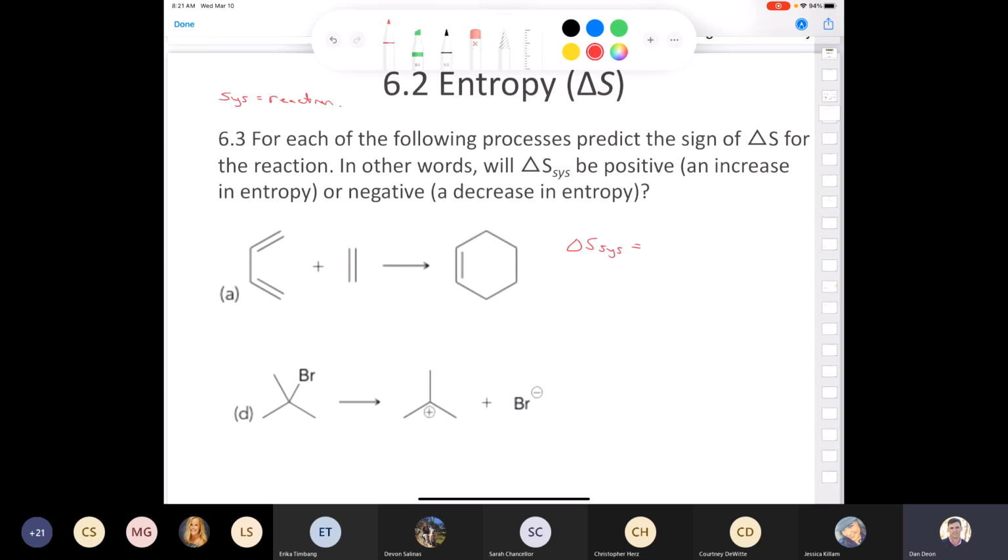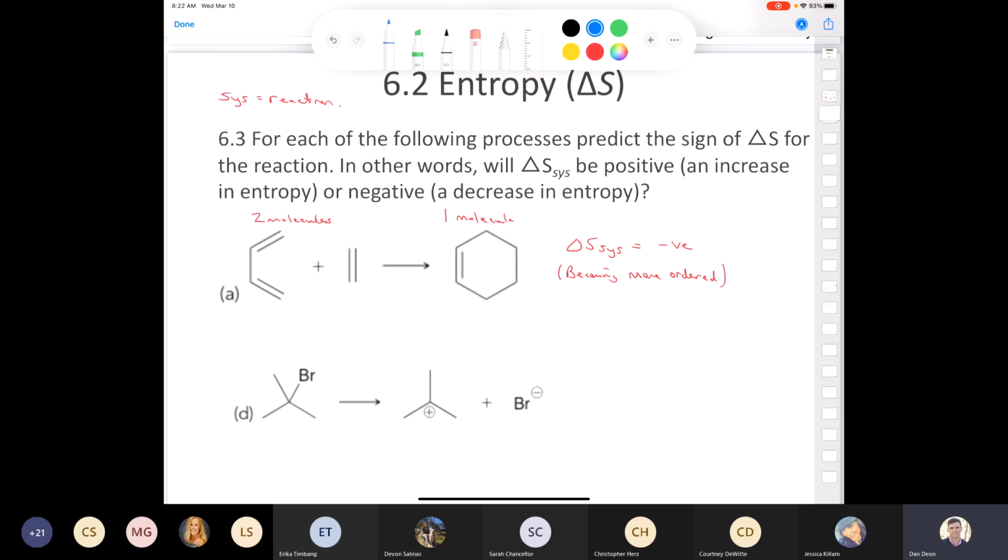I don't know why I don't see the chat. Anyhow, all of my students are getting it correct. It's negative, because I'm going from two molecules to one molecule. So it's becoming more ordered. One molecule is one molecule. So we could write next to it, becoming more ordered, and therefore it's a decrease in disorder. So the delta S for the reaction is going to be negative.